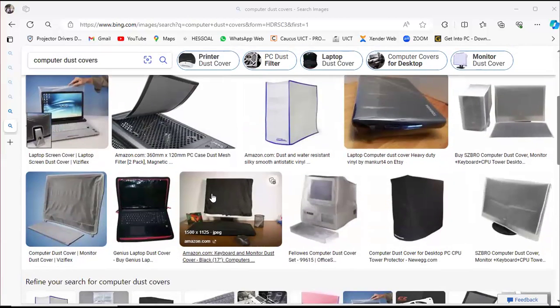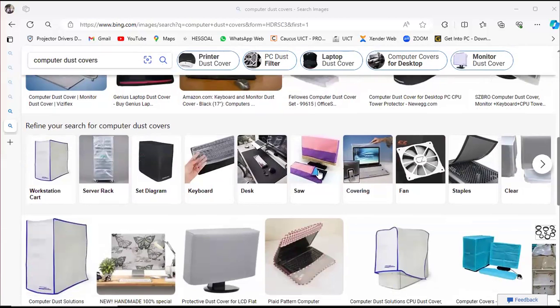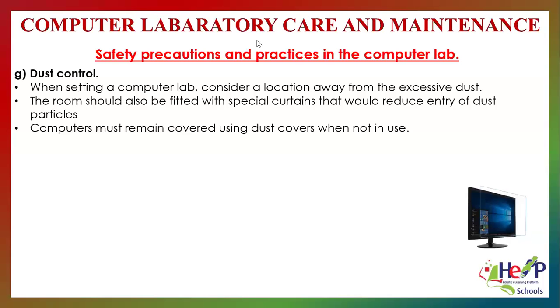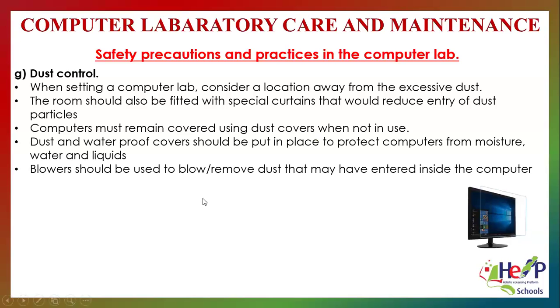So when the computer is not in use, cover it kindly. Just cover to prevent dust from reaching it directly, but also water sometimes. Cover it. Don't leave it in the open. The dust covers are so good, they prevent dust from reaching your computer directly. So plan for those dust covers if you ever get a chance to work with a computer lab. So the last one here is the dust and waterproof covers should be put in place.